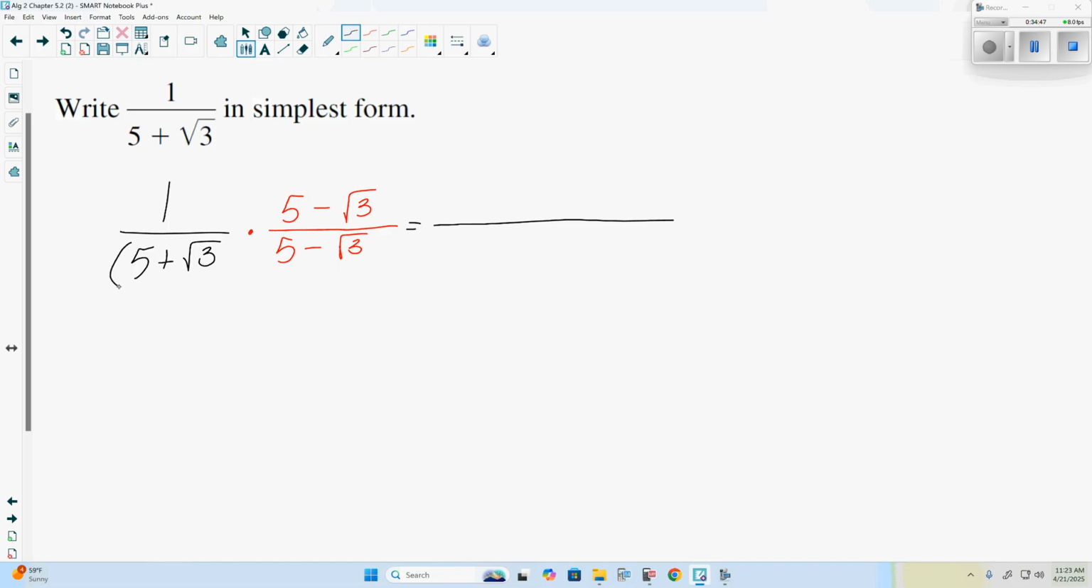So specifically, we're going to look at the bottom of the fraction first, do that multiplication, then we'll look at the top. Well, the first product we have is 5 times 5, which is 25. Then we have 5 times negative square root of 3. Well, that's just going to be negative 5 square root of 3. Then we have the square root of 3 times positive 5, which is going to be plus 5 square root of 3. And square root of 3 times negative square root of 3. Well, we can multiply the numbers inside. 3 times 3 is 9, square root of 9.